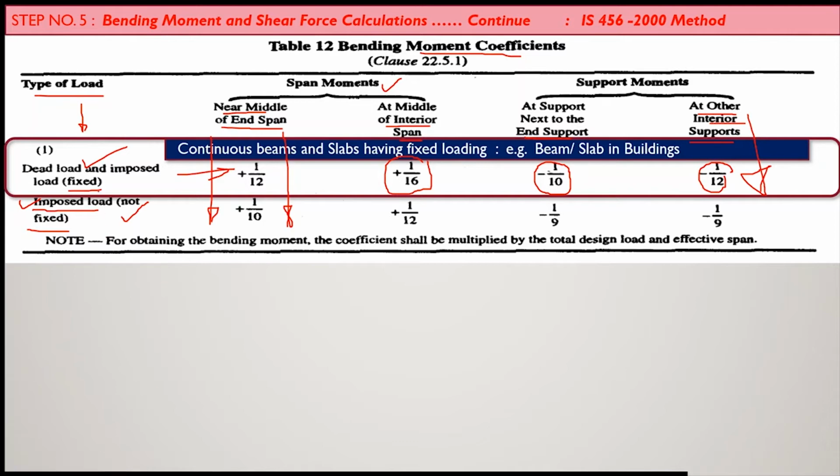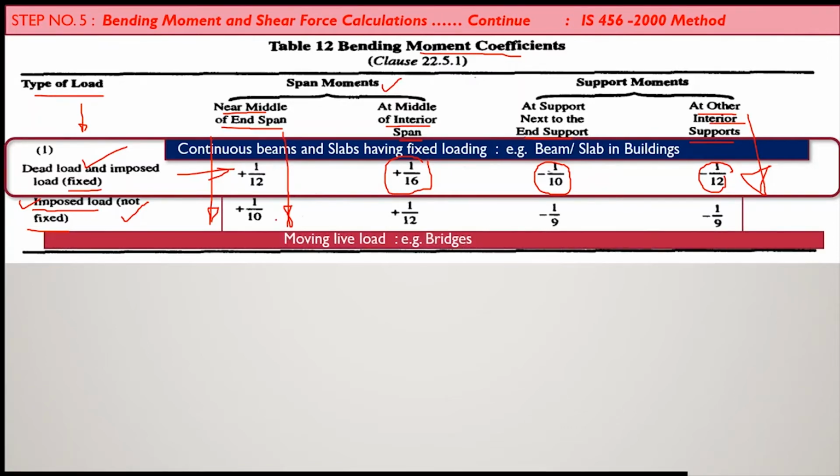Now if you see what we have highlighted, continuous beam and slab having fixed loading, that is beam or slab in the case of a building, as already discussed, and similarly you have to use these values when there is a moving load in the case of bridges. So it is very clear that in the approximate method of calculation of bending moment given by Indian Standard IS 456, you can take the values from this table. In the next slide we will be able to understand all these values more effectively.